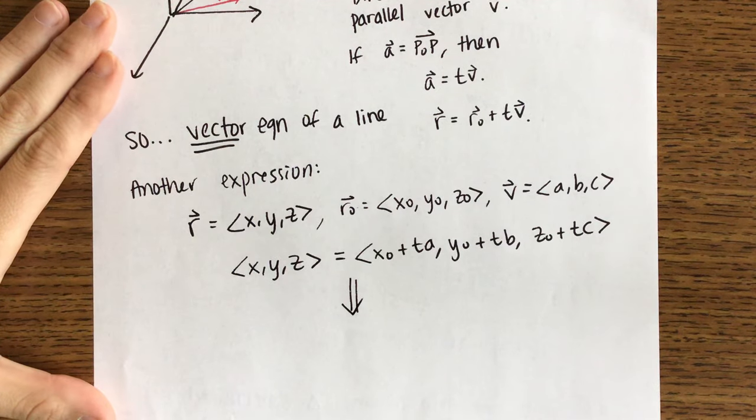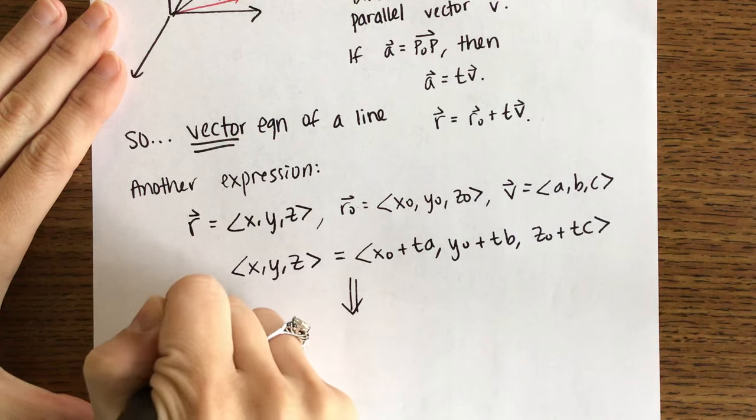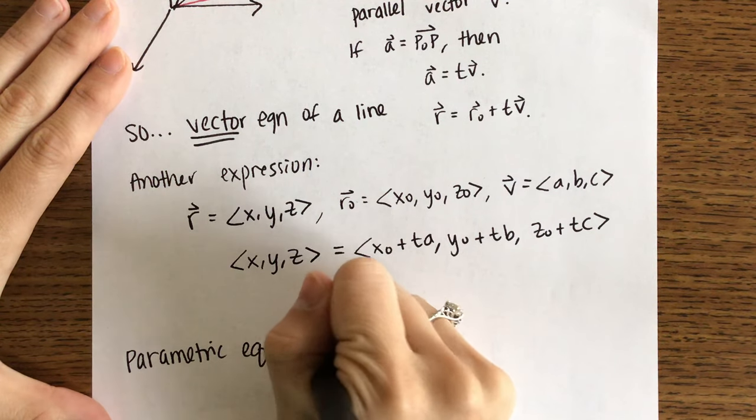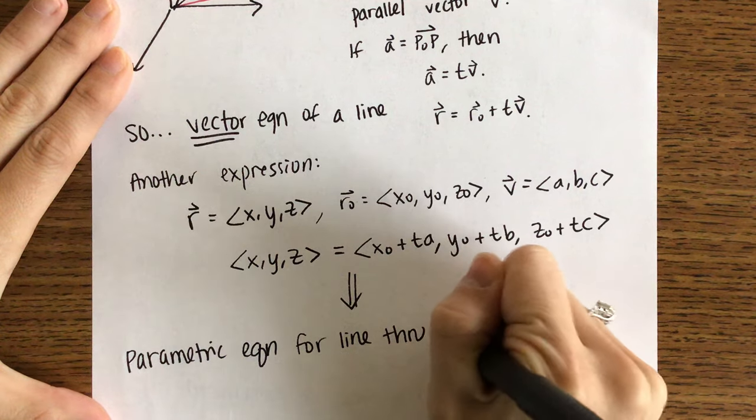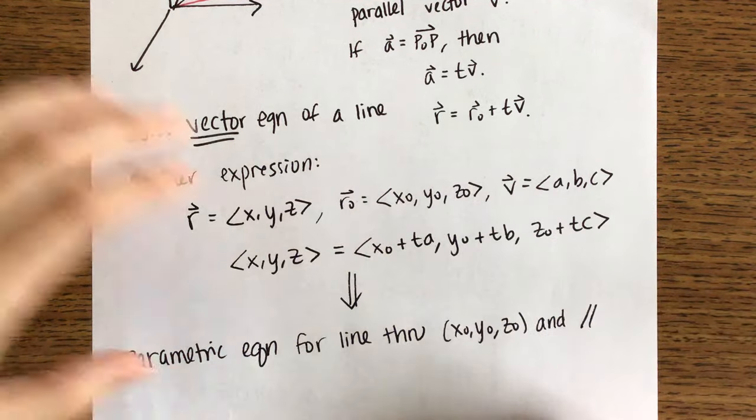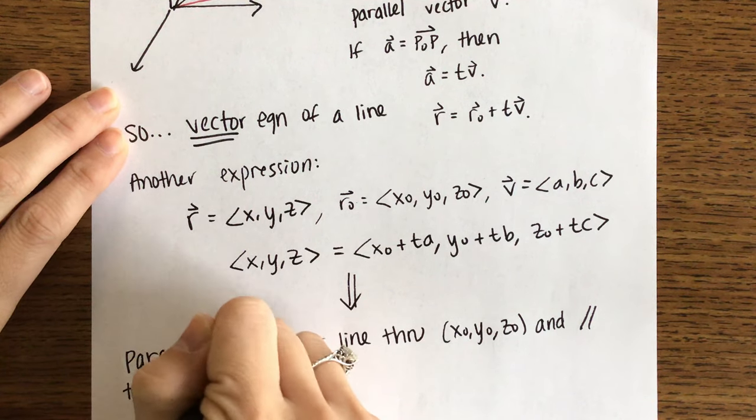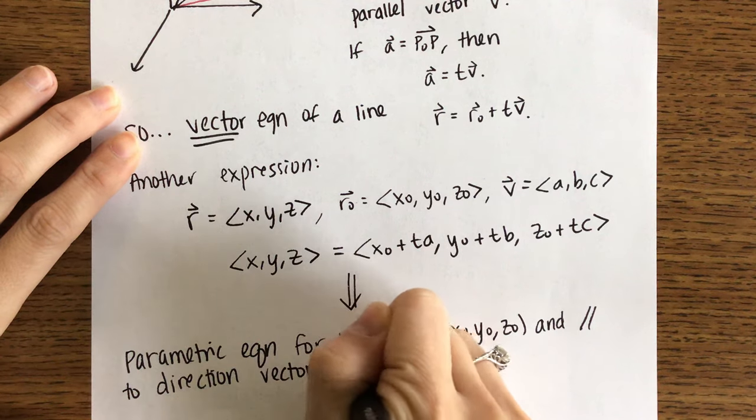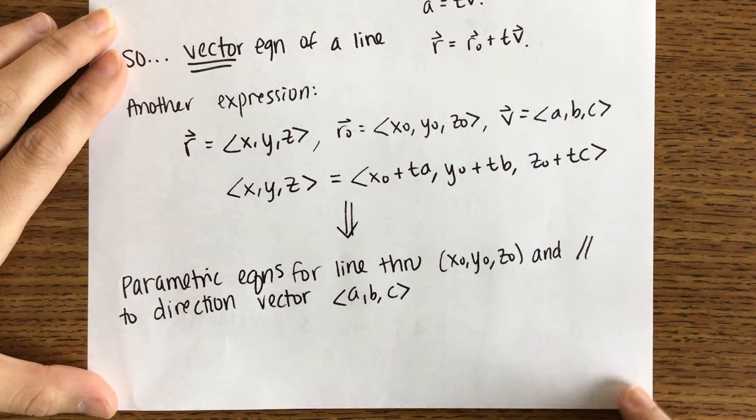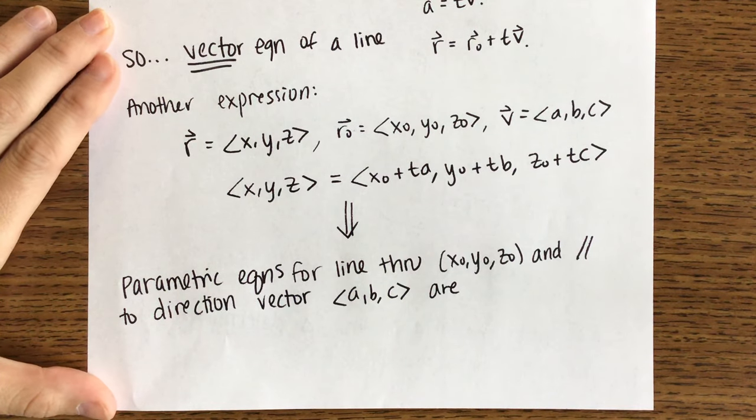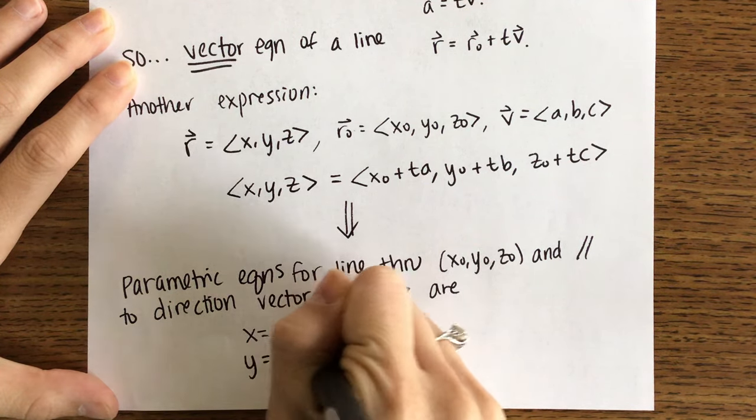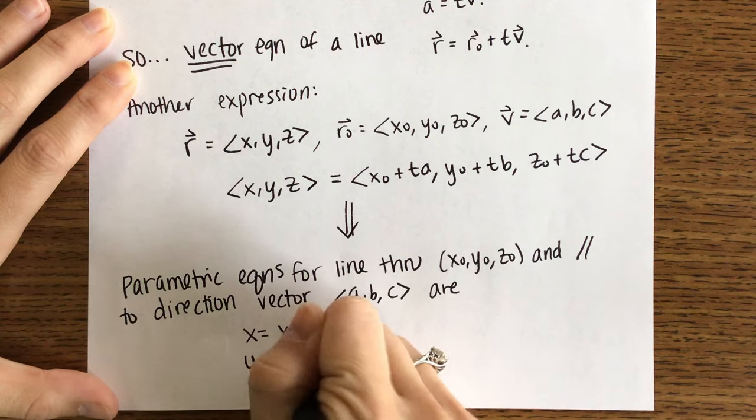That leads us to the next expression of a line, which is the parametric equation of a line. So the parametric equation for a line through some point x naught, y naught, z naught, so it's exactly what we had above, and parallel to a direction vector a, b, c, it's going to be exactly what we wrote above. So it'll be x equals x naught plus t times a, y equals y naught add b times t, or t times b, and z equals z naught plus c times t.